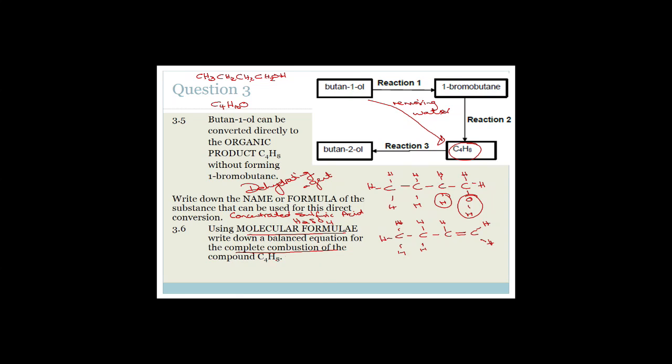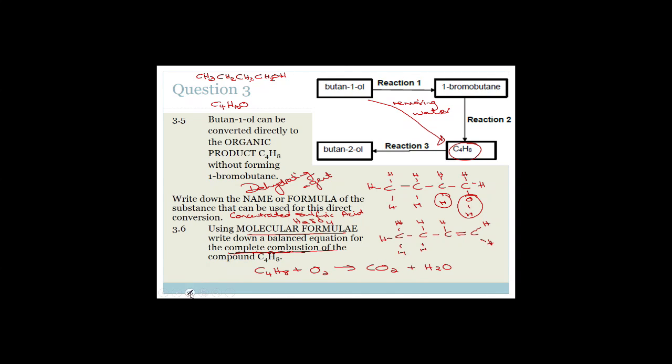Now they want us to write out, using the molecular formula, the balanced equation for complete combustion. If you have complete combustion of an alkane, alkene, or alkyne, you always form what? You always form carbon dioxide. So we've got C4H8 plus O2 is going to give me CO2 plus H2O.